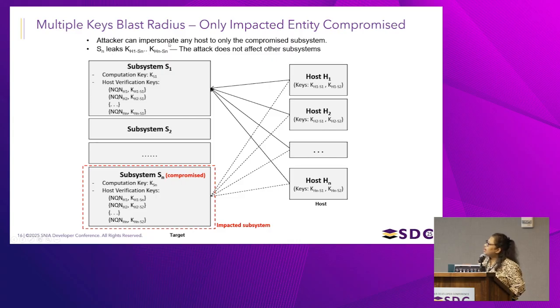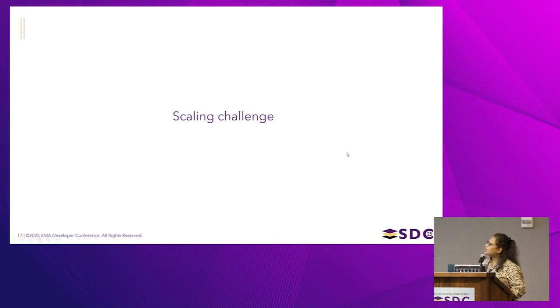So in summary, the attacker can impersonate any host to only the compromised subsystem, right? Since he has access to all these keys, he can impersonate any of the hosts to only the compromised subsystem. The leak of the keys basically doesn't affect any other subsystem. So the entire network is not compromised.